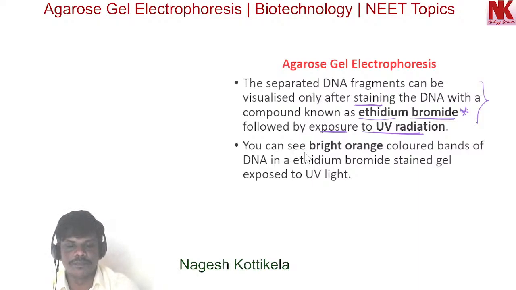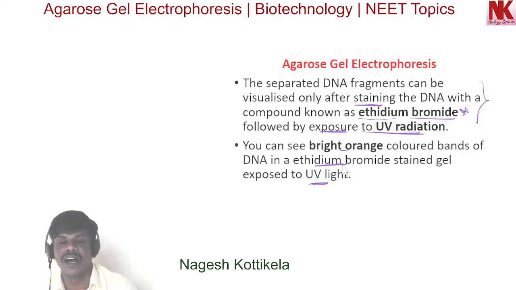You can see the bright orange colored bands of DNA in an ethidium bromide stained gel exposed to UV light. So orange colored bands of DNA fragments can be seen when they are stained with ethidium bromide and exposed to UV light. Okay, you cannot see pure DNA fragments in the visible light and without staining. So without staining it is difficult to observe them.